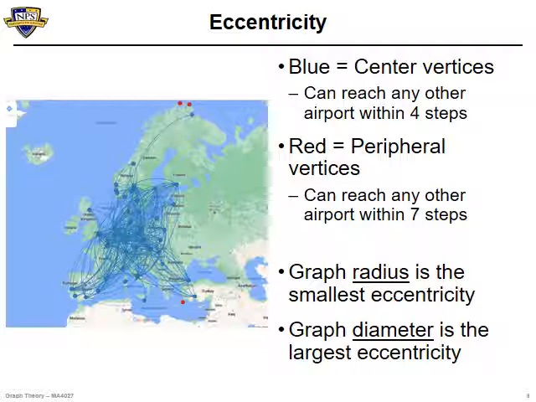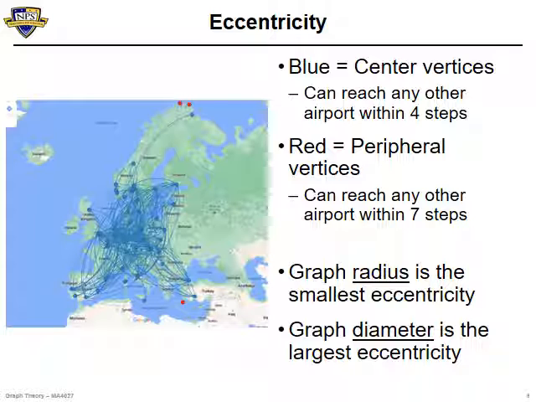On the left, we represent only the blue and the red vertices. Again, the blue are the central vertices, which means that they can reach any other airport within 4 steps. And the red are peripheral vertices, and they can reach any other airport within 7 steps.